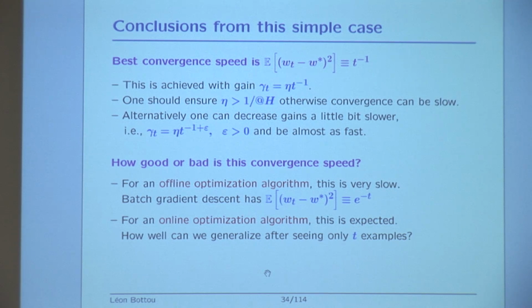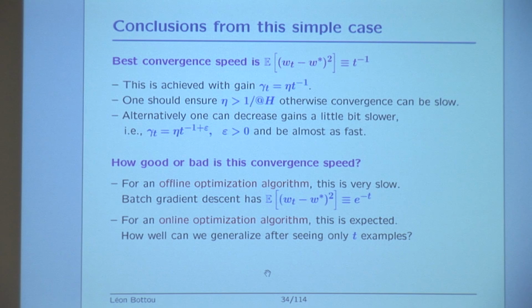And the question now is, how good or bad is this convergence speed? So for an offline optimization algorithm, this is very slow. The batch gradient descent had something where this was like exponential minus t, because we multiply each time by some term less than 1. For an online optimization algorithm, so let's go back to the situation where we draw examples from the nature.